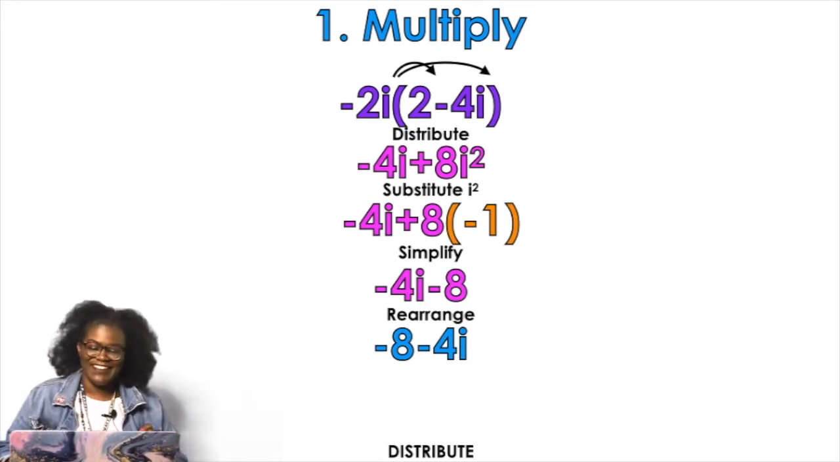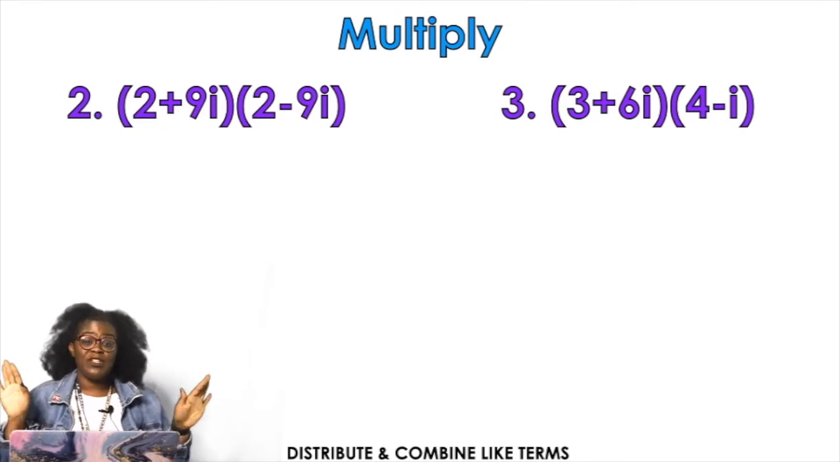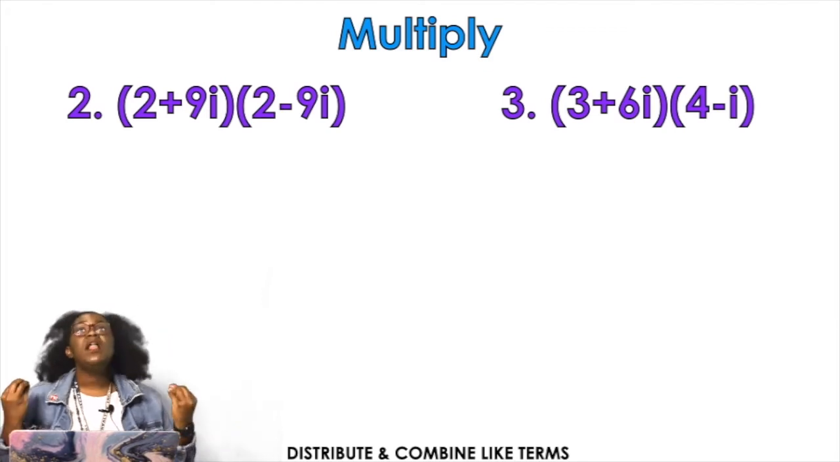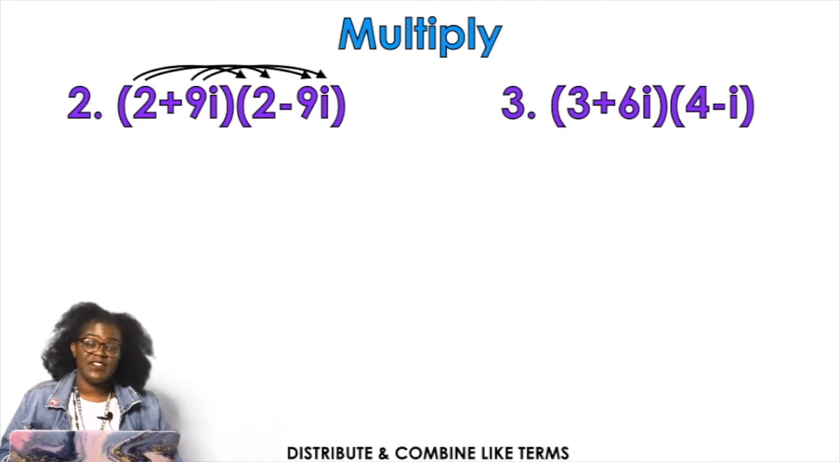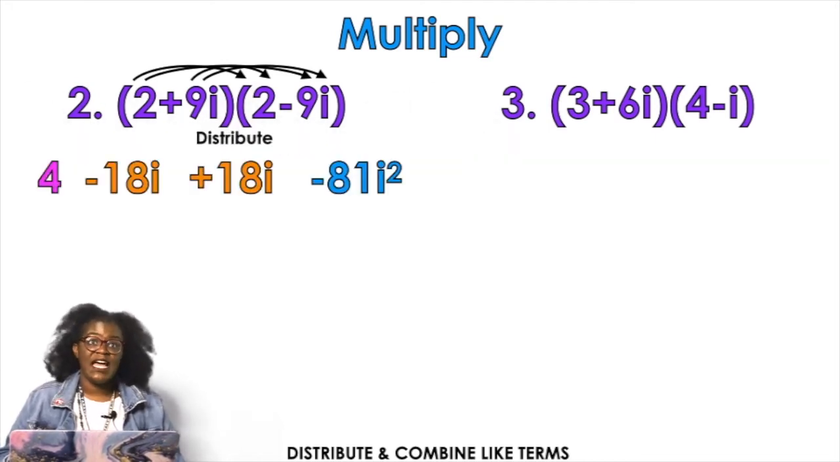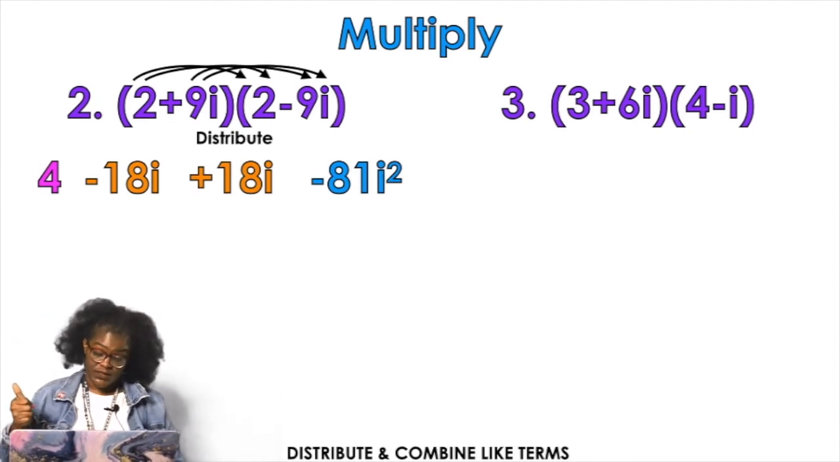Yes, okay. All right, so now we're going to go ahead and multiply, but we're going to double distribute this time. So we're not just distributing one thing, we have to distribute multiple things. So here goes. We're going to do 2 times 2, and then 2 times negative 9i, and then we're going to do positive 9i times 2 and positive 9i times negative 9i. So we're going to get 4 minus 18i plus 18i minus 81i squared.